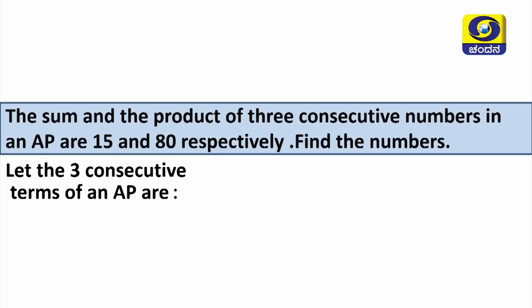So, let the 3 consecutive terms of the AP be a minus d, a, a plus d. Normally, you will be tempted to take a, a plus d, a plus 2d, right? But I have taken a minus d, a, a plus d. When 3 terms are in AP, this is the best way. You will see the advantage.